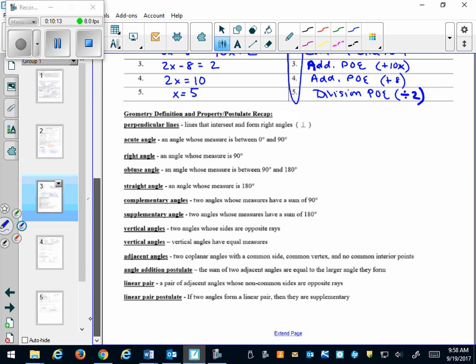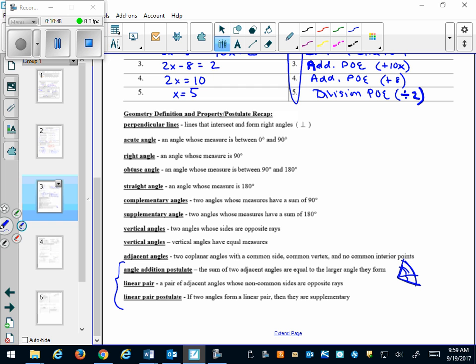Okay, so this is just a recap of the definitions and properties and postulates that we've learned so far. Lots of definitions here. These 3 things are going to be used a lot in the proofs that we're going to do now. Angle addition postulate always says that one angle plus another angle right next to it equals the whole angle. That's angle addition postulate. Linear pair says a pair of adjacent angles.